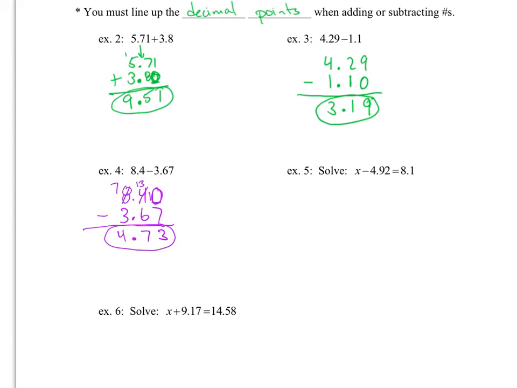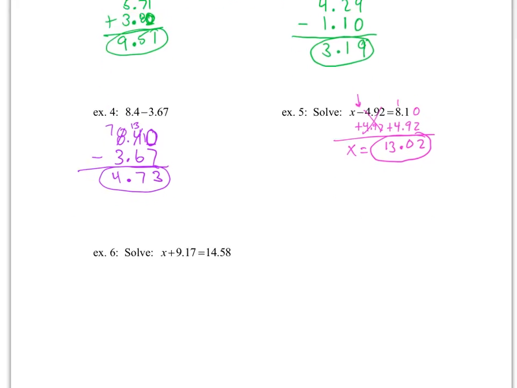What about solving equations? We've done solving equations. Remember to do the inverse. What is happening to x here? It is being subtracted, so I'm going to add 4.92. Those cancel. It's an equation, so I have to add to both sides. 4.92. Add your 0 up here so they're the same length. 2 plus 0 is 2. 9 plus 1 is 10. Bring your decimal down. 8 plus 4 is 12, plus another 1 is 13. 13.02 is our x.